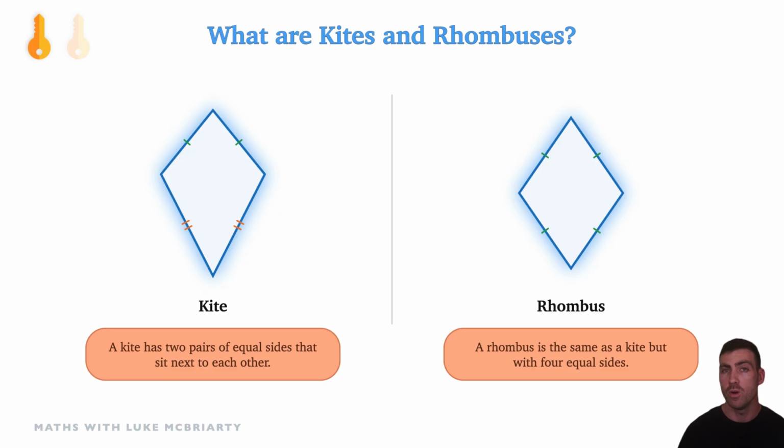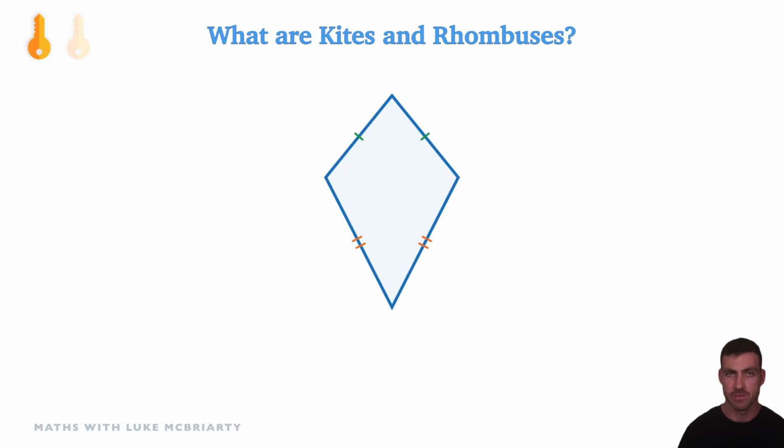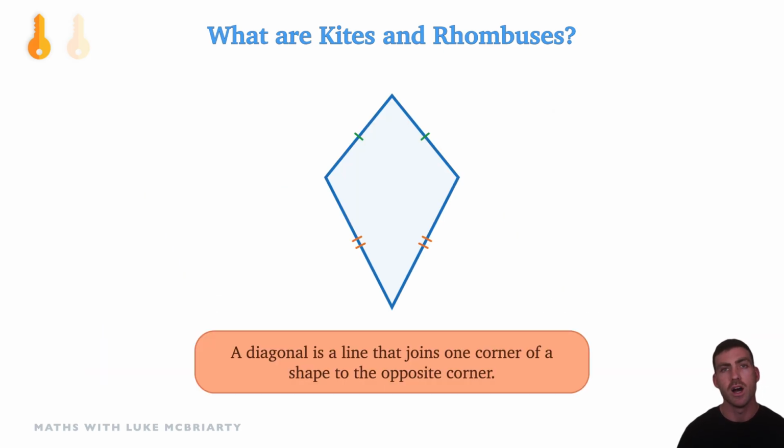Finally, there's one word that is critical for this lesson: diagonal. A diagonal is a line that joins one corner of a shape to the opposite corner. Both kites and rhombuses have two diagonals. So if we only knew those diagonals, could we work out exactly how much fabric we'll need?